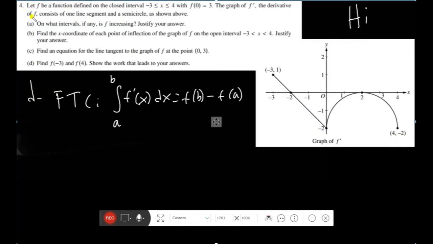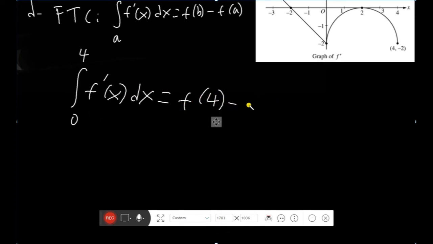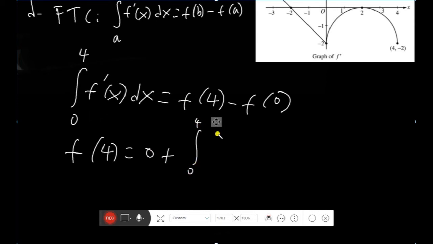Okay, so f of 4 is the exact same thing. We're going to take the integral from 0 to 4 of f prime of x dx and say that's equal to f of 4 minus f of 0. We can figure out f of 0, and we can figure out this integral, and that allows us to figure out f of 4. So if I solve for f of 4, I'll get f of 4 is 0 plus the integral.